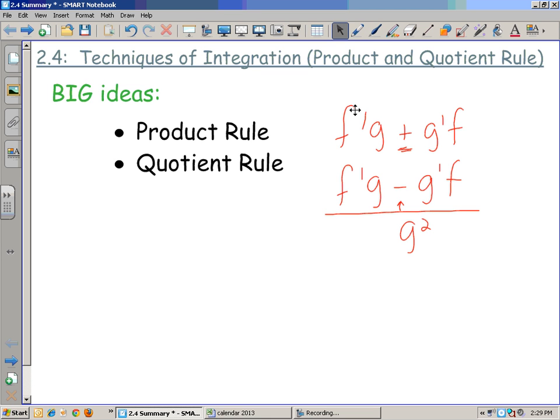Your book uses slightly different notation. It does g prime f plus f prime g for the product. I would ask you to take a look at it and note that when you're adding, order doesn't matter. But the way it works for me, if I do it this way, the notation looks the same. The only difference is the subtraction and the division here. So for me, I always do it the same way, okay? So product and quotient rule, two key concepts for derivatives.